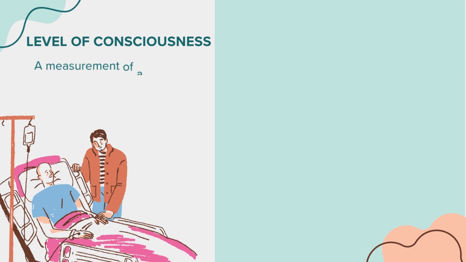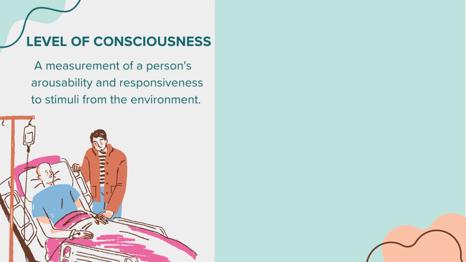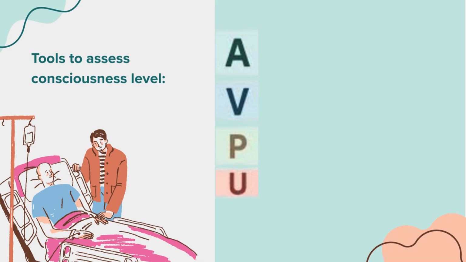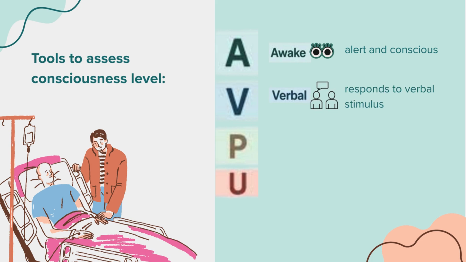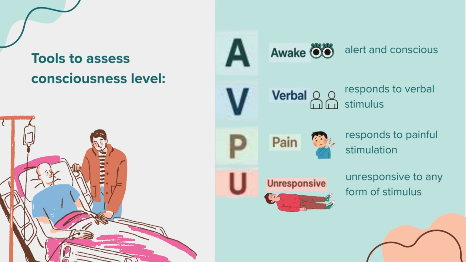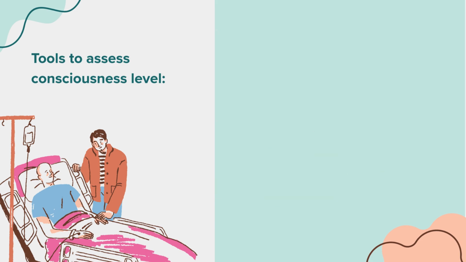Level of consciousness is a measurement of a person's arousability and responsiveness to stimuli from the environment. Tools to assess consciousness level. 1. AVPU. A is for awake. Is the person alert and conscious? V is verbal. Does the person respond to verbal stimuli? P is pain. Does the person respond to painful stimuli? U is unresponsive. Is the person unresponsive to any form of stimulus?